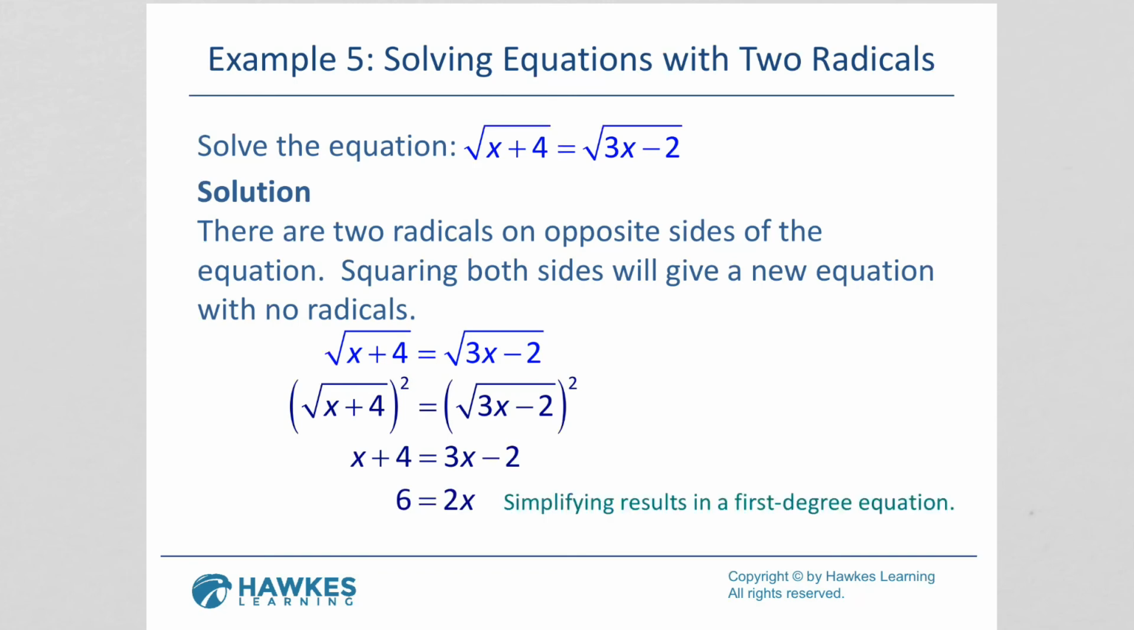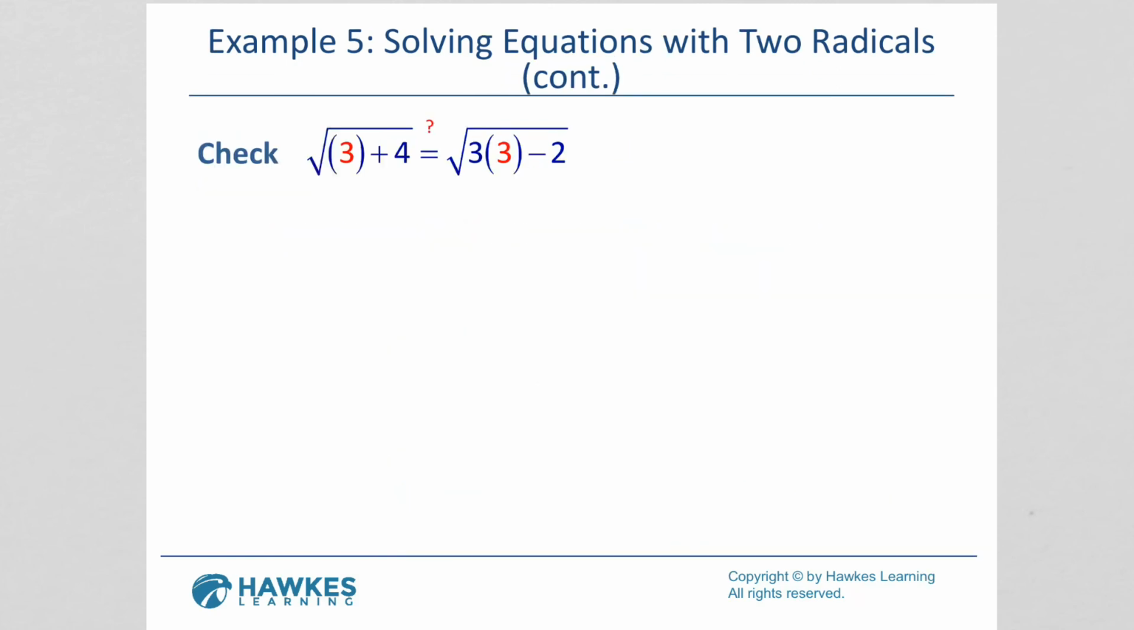which gives me 6 equals 2x. Dividing both sides by 2, I get x equals 3. Now I'm going to check 3 in my original problem and see if it's a true solution. So I have the square root of 3 plus 4. Does that equal the square root of 3 times 3 minus 2? That's the square root of 7 equals the square root of 7. Square root of 7 equals square root of 7, which is true. So there is a solution, and that solution is 3.